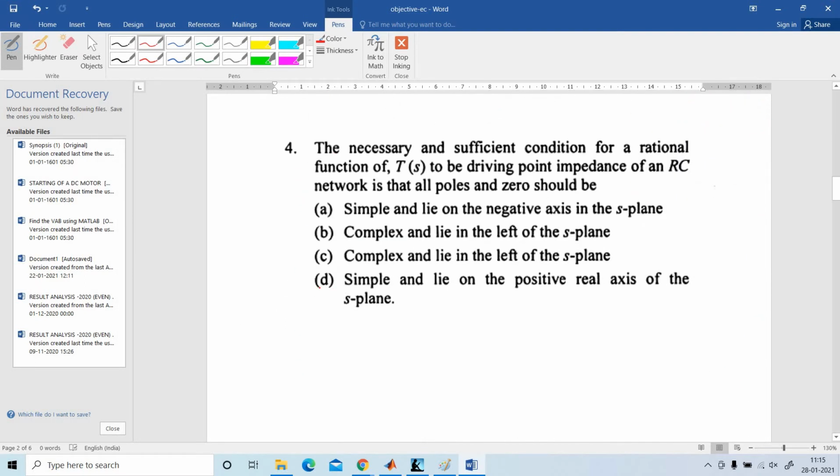Next problem. The necessary and sufficient condition for a rational function T of S to be a driving point impedance of an RC network is that all poles and zeros should be simple and lie on the negative real axis in the s-plane. That is the correct answer.